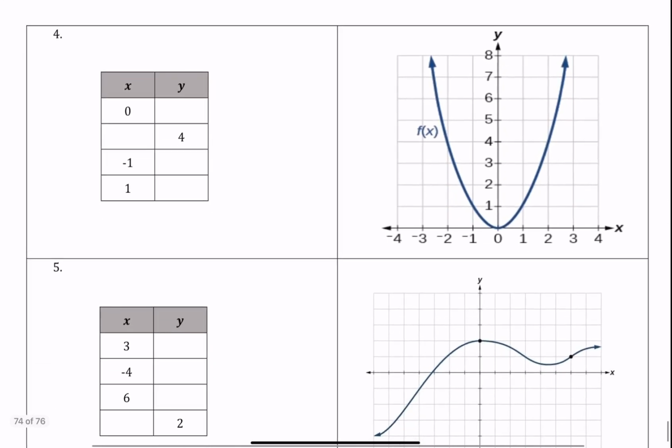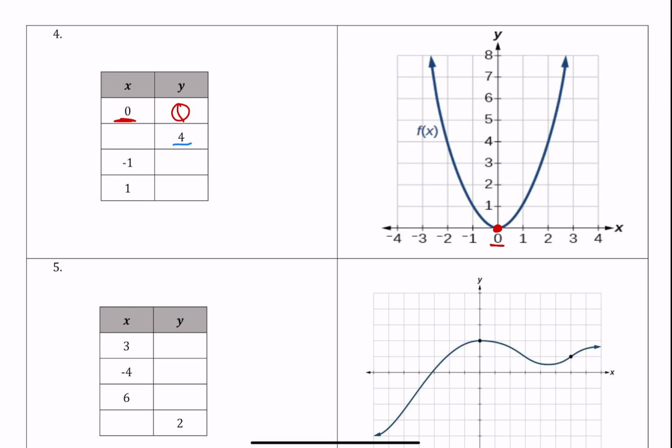All right, looking at 4, okay, the back page gets a little bit crazy. So let's look at this. Our x value is 0, so here's 0. When I go up to the graph, well, it's already right there. So that y value is going to be 0.